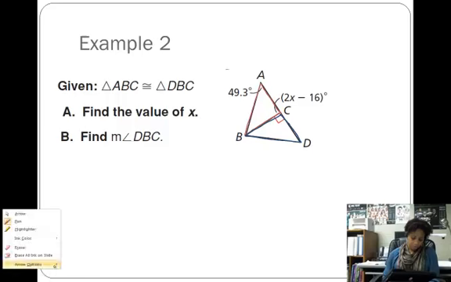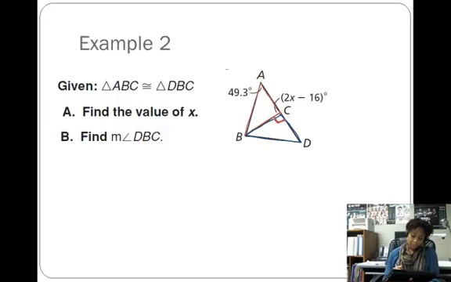And we know that angle DCB is a right angle. It's marked right there. So what are the corresponding angles? Well, A corresponds to D, ABC corresponds to DBC, and ACB corresponds to DCB. So therefore, to find the value of x, we can say that 2x minus 16 has to be equal to 90 because these two angles correspond to one another.